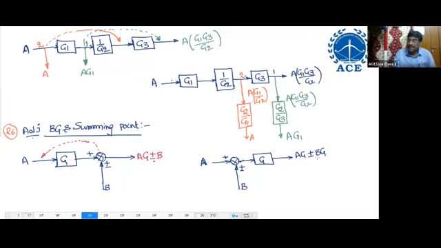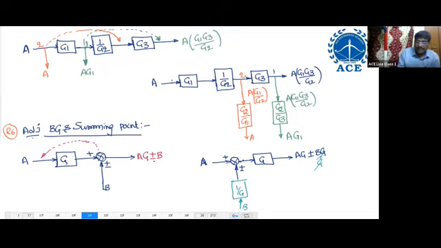B, that means B by G should be there. B by G means to the B, we have to add a block gain of 1 by G. Then it will become B by G, GG cancel. Then you will get AG plus R minus B. That's all.